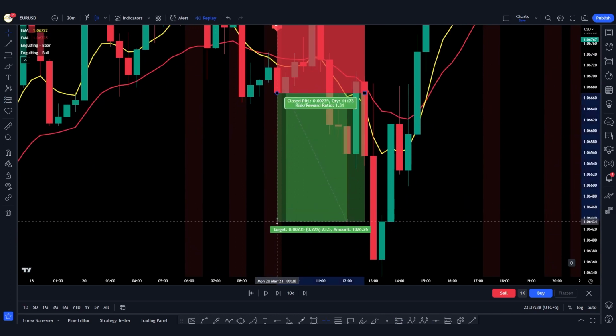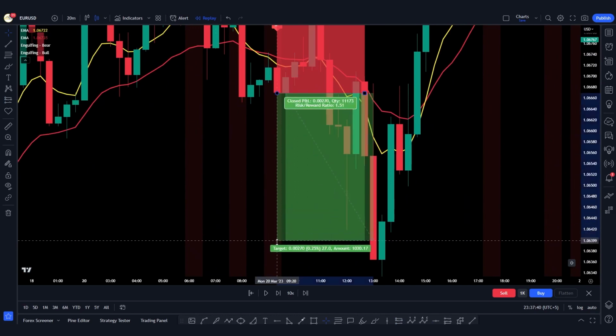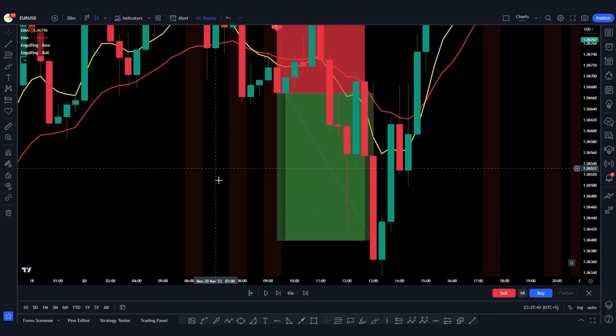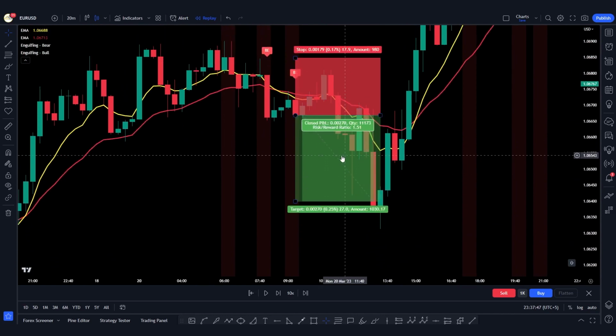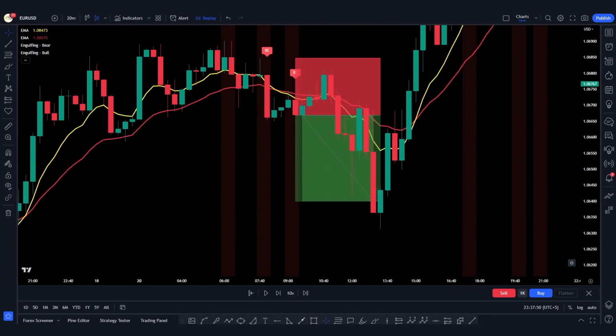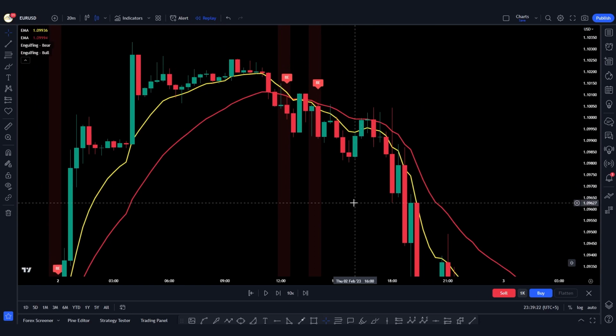So let me adjust our take profit level, and as you can see, our 1.5 risk to reward ratio is here. So we can see that this trade is easily a profitable trade of 1.5 risk to reward ratio. Let's take a look at another example of taking short positions.